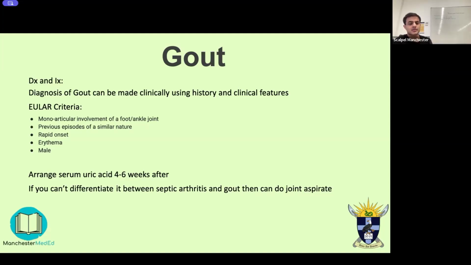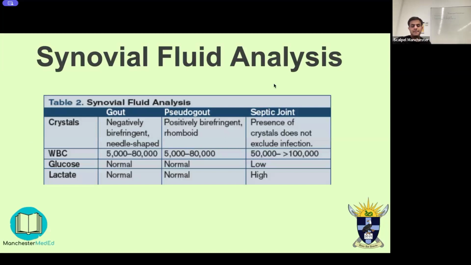And then you can also arrange serum uric acid 4 to 6 weeks after a diagnosis of gout to check if they've got long-term hyperuricemia. And so it's usually a clinical diagnosis, but if you can't diagnose it clinically and you're still suspecting septic arthritis, that's when you do a joint aspiration. And then you analyze the synovial fluid. That's what we're doing here.